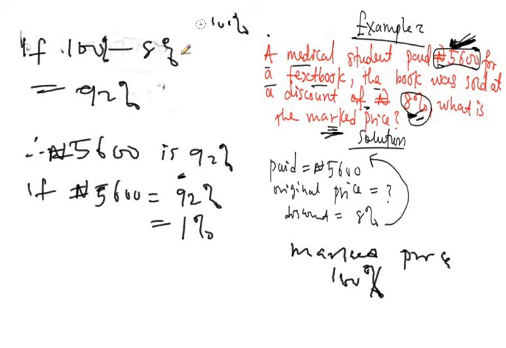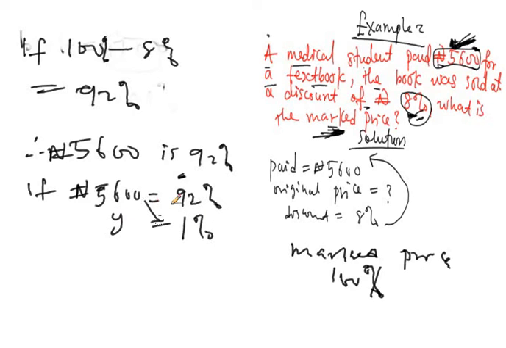You understand? Know the price of one. We first know the price of one car before you can say 100 of the same car. So we don't know the price of one. So let's know 1% first before we can know 100%, because we are asked to look for the marked price, which is 100%.